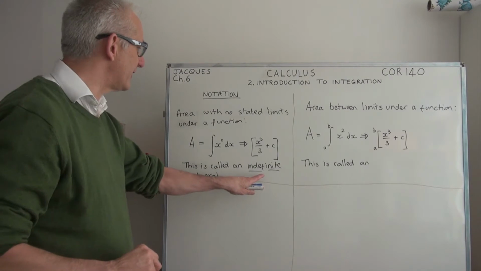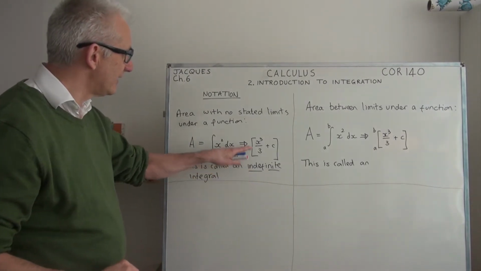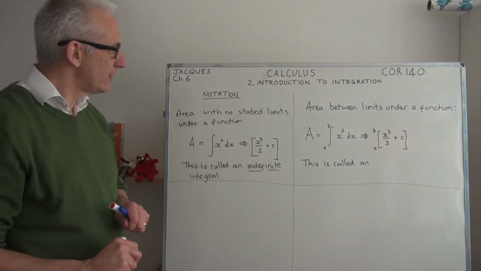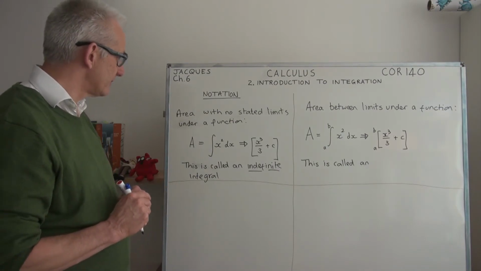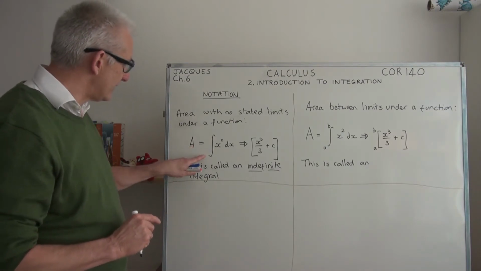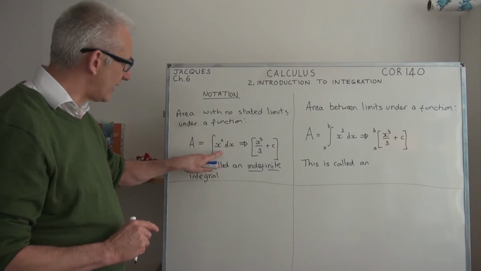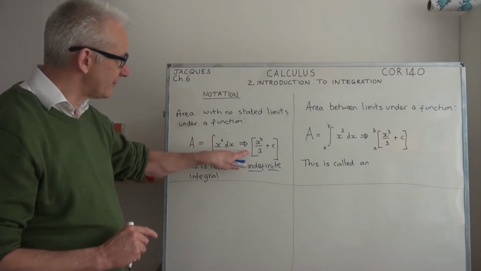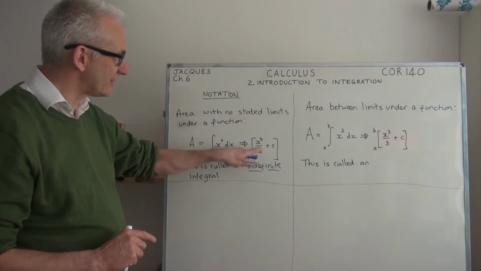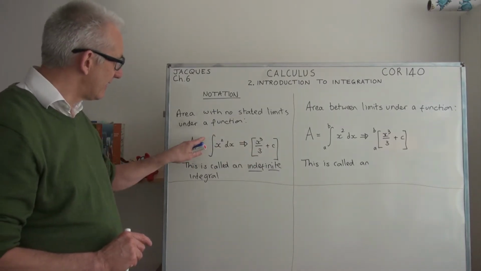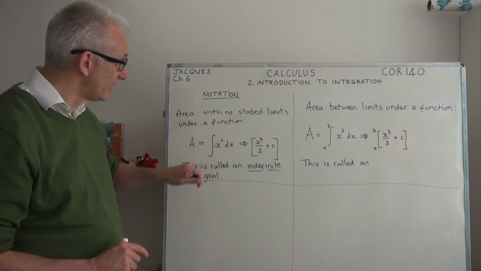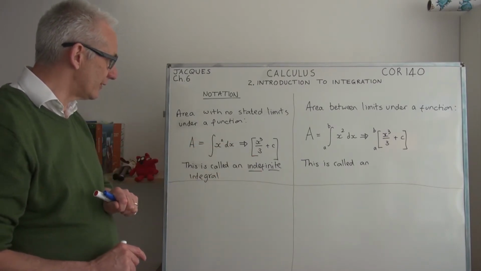It's indefinite because we haven't defined any limits that we want the integral to calculate for us. So the area is the sum of x squared by dx. It's given by this antiderivative here. This is the part that does the mathematics. This is just the notation. So that's the part that's doing the work for you.